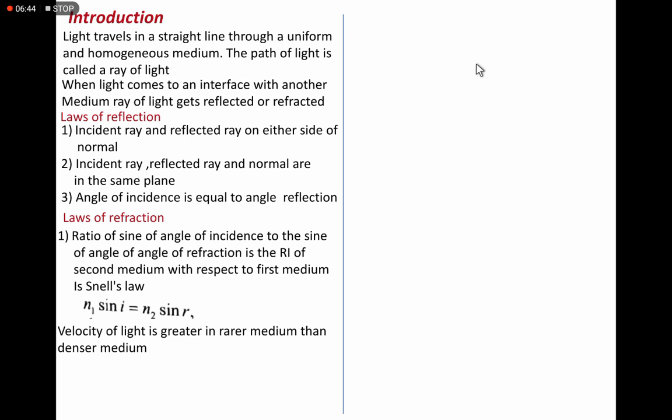According to Newton's corpuscular theory, light is in the form of particles. These particles are emitted from the source of the light. But we are not discussing this theory over here, because in the reduced syllabus, Newton's corpuscular theory is not there. So we'll go with the nature of light, and particularly the wave theory of light.